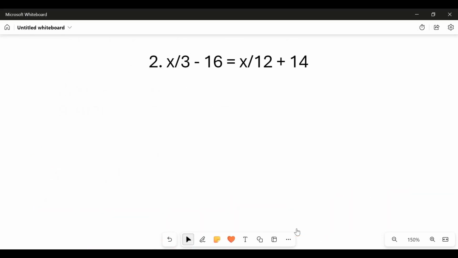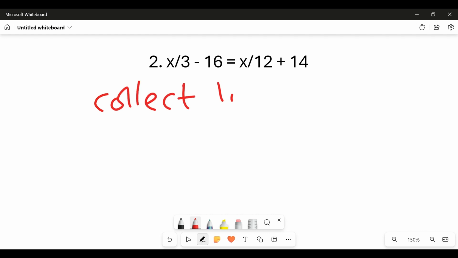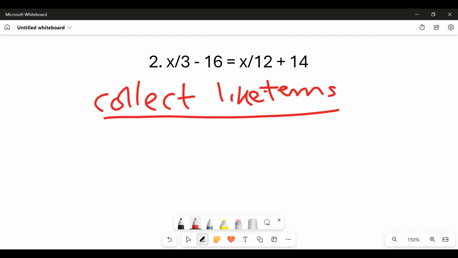So the next question we are solving is x divided by 3 minus 16 equals to x divided by 12 plus 14. We have to find x from this question. Well, we have two approaches we can use to solve this question. We can use the former one that we used by collecting the like terms. It's probably the one your lecturer used for you in class, okay?